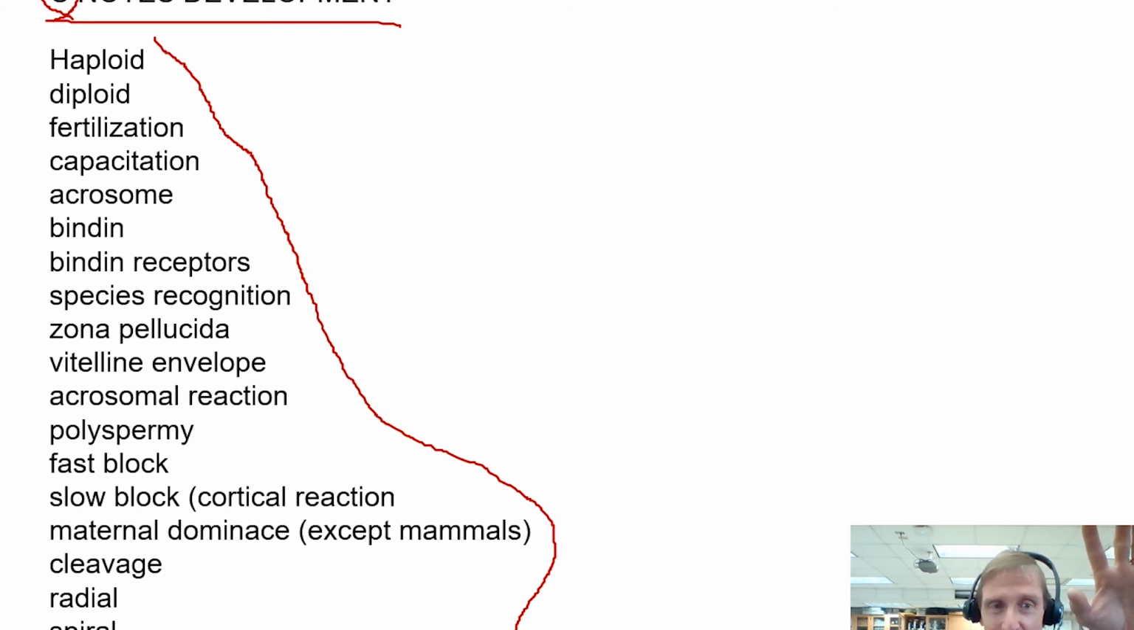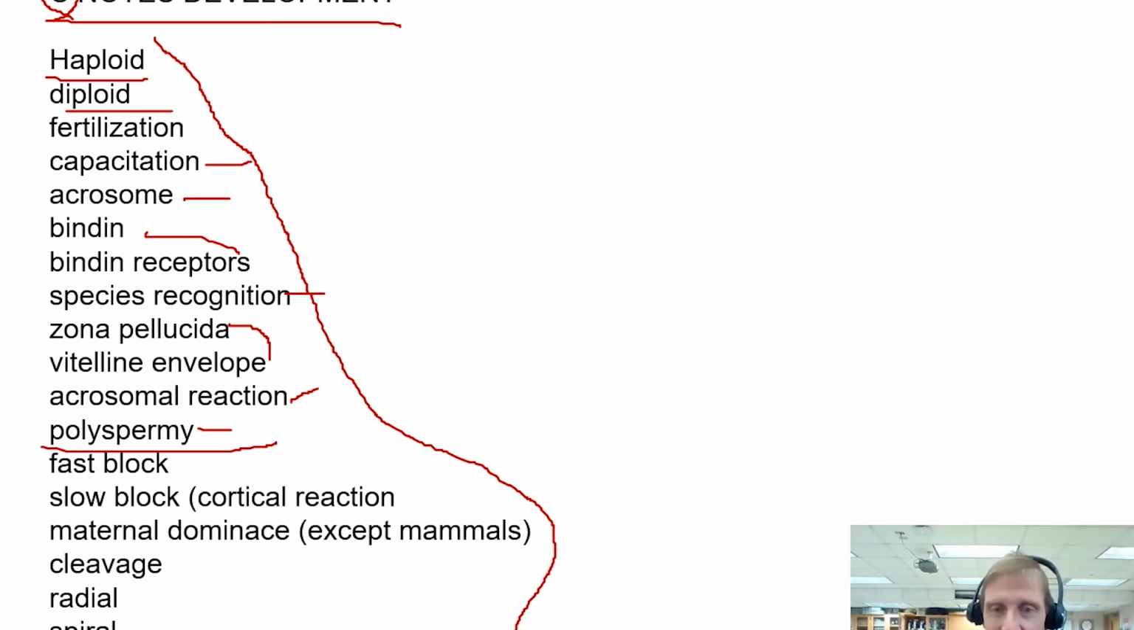So for example, some of the terms I've already gone over. What does haploid mean? What is diploid? I think I mentioned capacitation, acrosome, binding and binding receptors, species recognition, the zona pellucida, vitelline envelope, acrosomal reaction, polyspermy. We've already looked at those terms. They're just a brief sort of guide. There are some terms you really have to know what they're doing or you won't know what's going on. So we'll pick up now with the fast block to polyspermy, slow block, and a little bit of other stuff here in a bit.